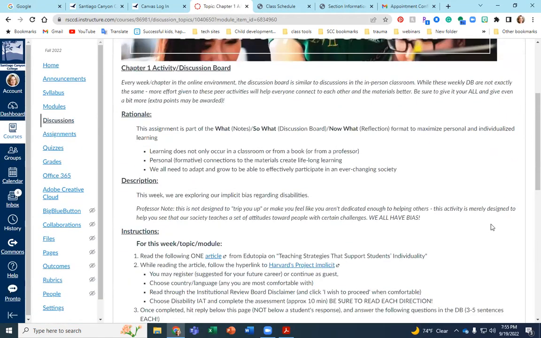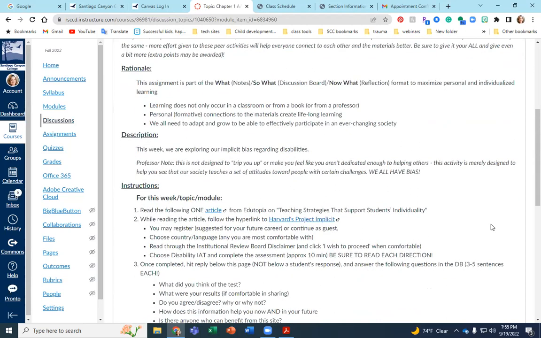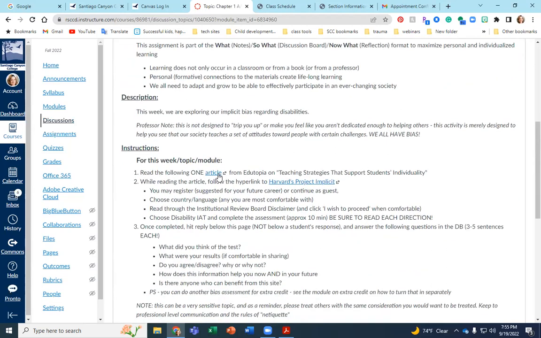Our activity and discussion board for chapter 1, pretty straightforward. You're going to read this one article from Edutopia, and it's about teaching strategies that support students' individuality. This first chapter is on what are we thinking about? Why are we thinking about exceptionalities? And then you're going to take this little quiz by Harvard's Project Implicit. It has basically keystrokes, and it helps you answer questions really quick, and then it'll tell you if you have a bias.